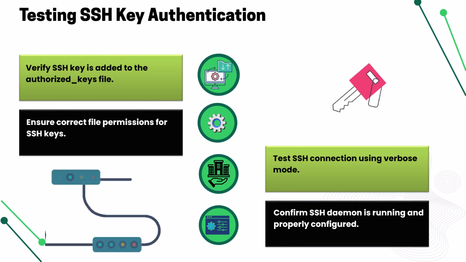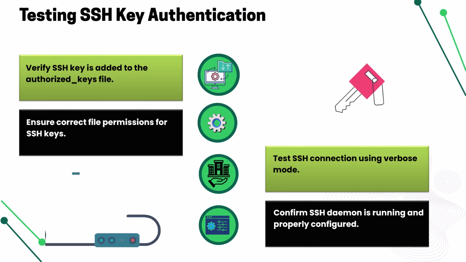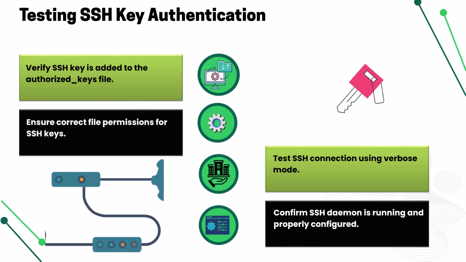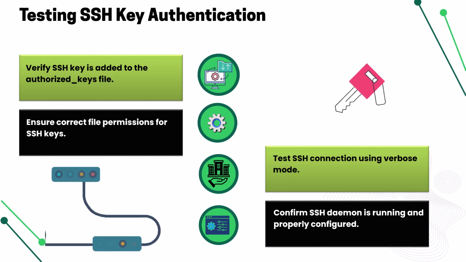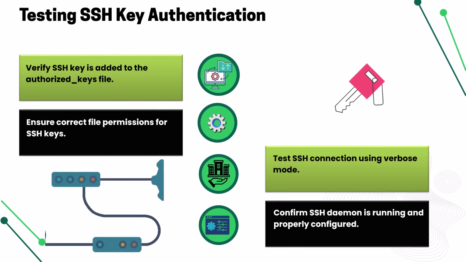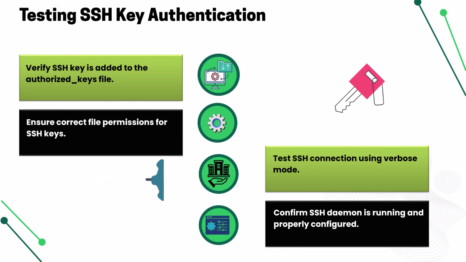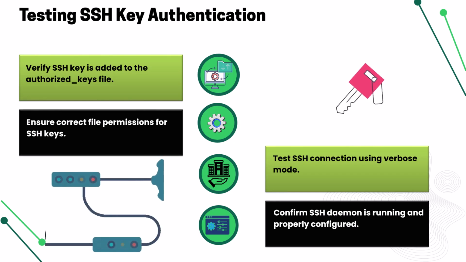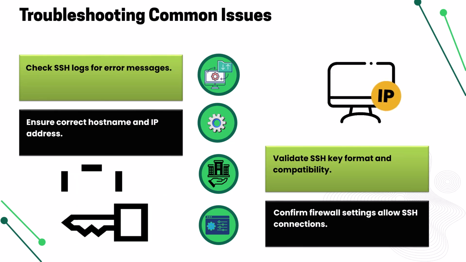First, always check if your key made it into the authorized keys file. Without it, you're just waving at the server, hoping it lets you in. Next, file permissions are crucial. It's like locking your front door but leaving the key under the mat. Use verbose mode for SSH connections. It's the detective tool you didn't know you needed. Lastly, make sure the SSH daemon is alive and kicking. No daemon, no connection.